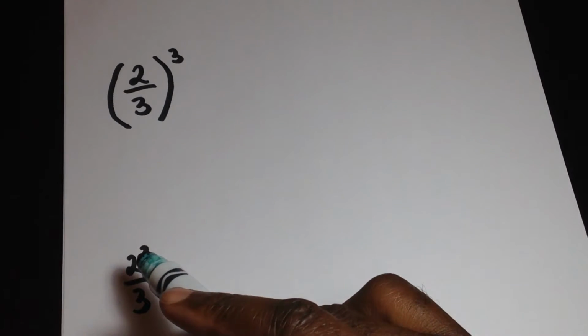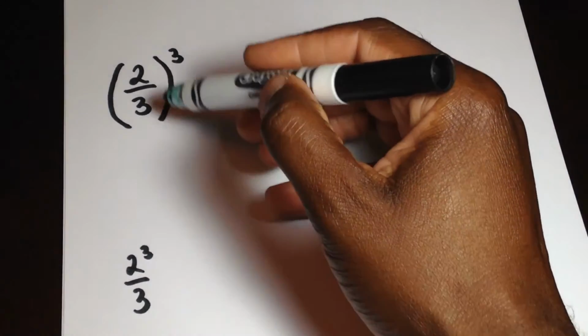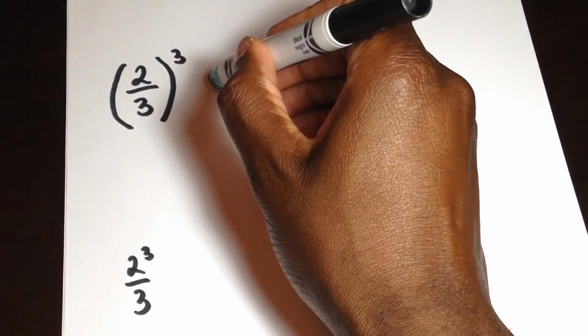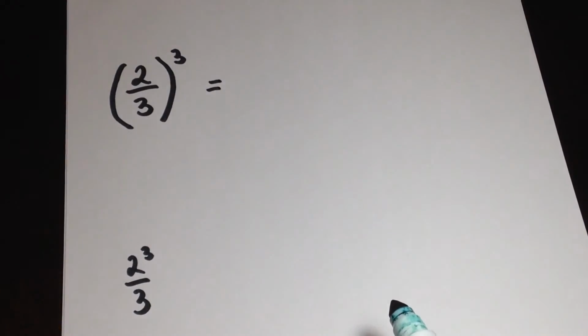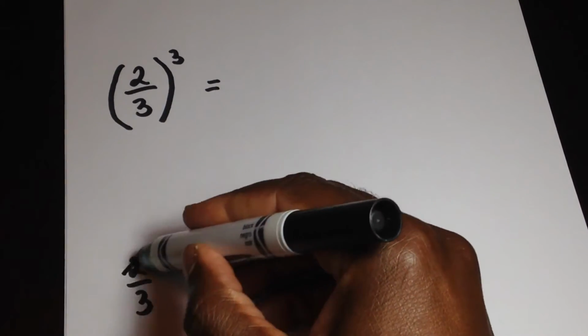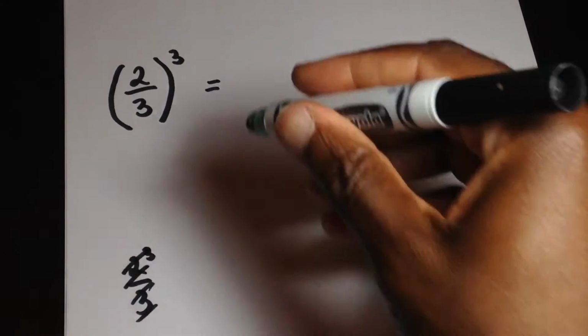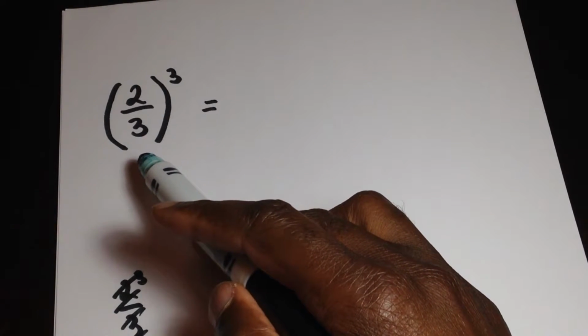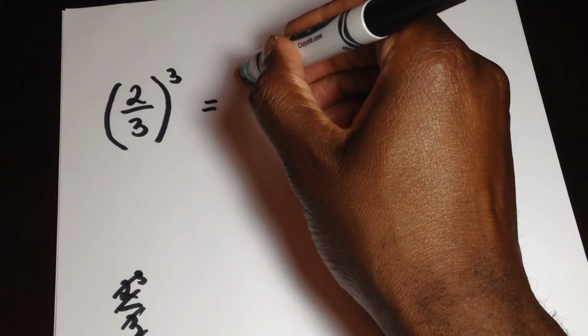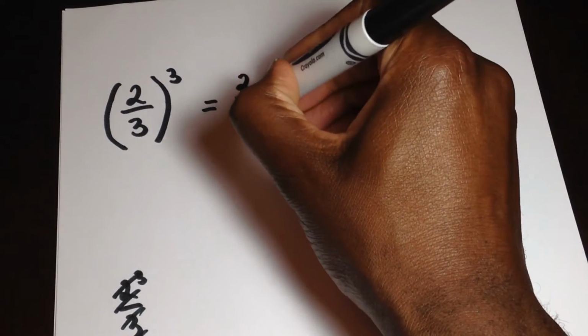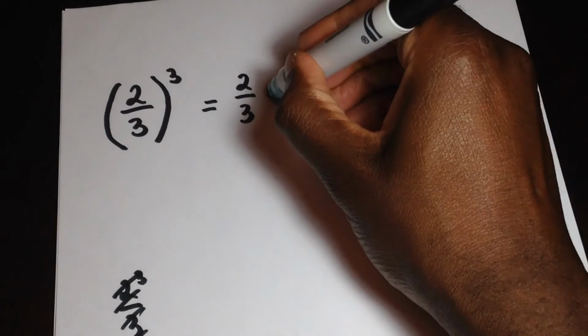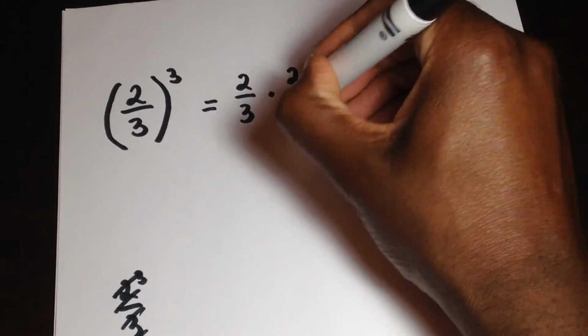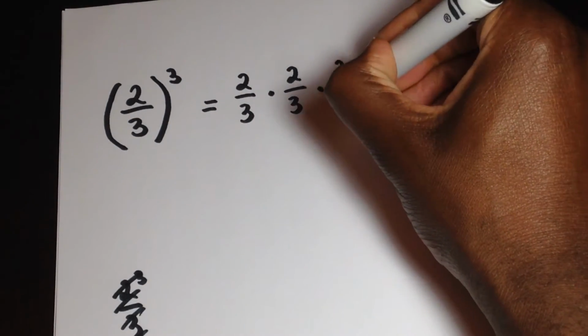So because I want to say it's the whole thing, I put parentheses around the whole fraction. Okay? So now, for this one, we're evaluating with fractions. Remember, the base is 2 over 3. So that means I'm going to take that base and multiply it 3 times. So that'll be 2/3 times another 2/3 times another 2/3.